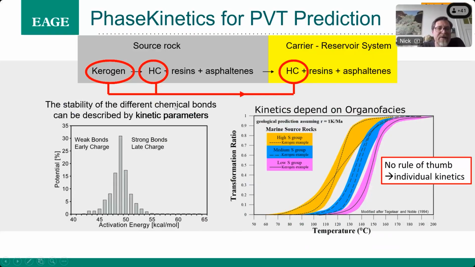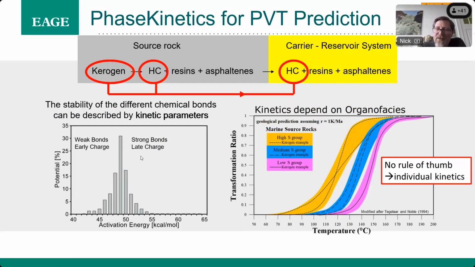The stability of the different chemical bonds can be described by kinetic parameters, and we usually use a distribution of activation energies and a single frequency factor. Low activation energies characterize weak bonds and are stripped away during early charge or early conversion of the source rock, and high activation energies correspond to strong bonds and are stripped away later upon kerogen to petroleum conversion.